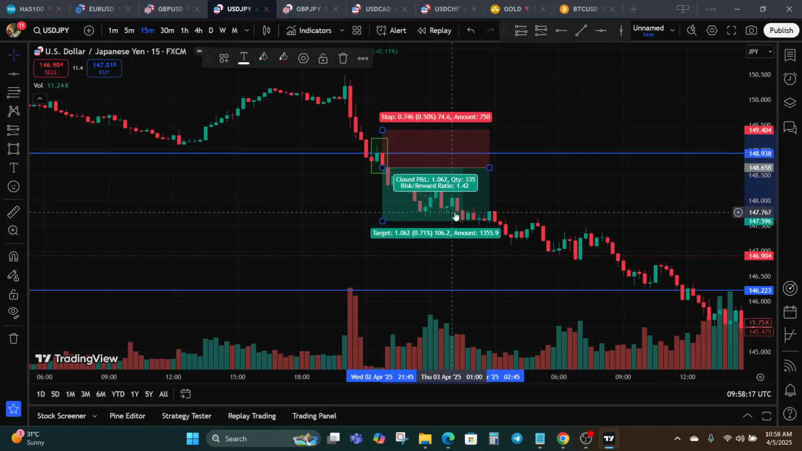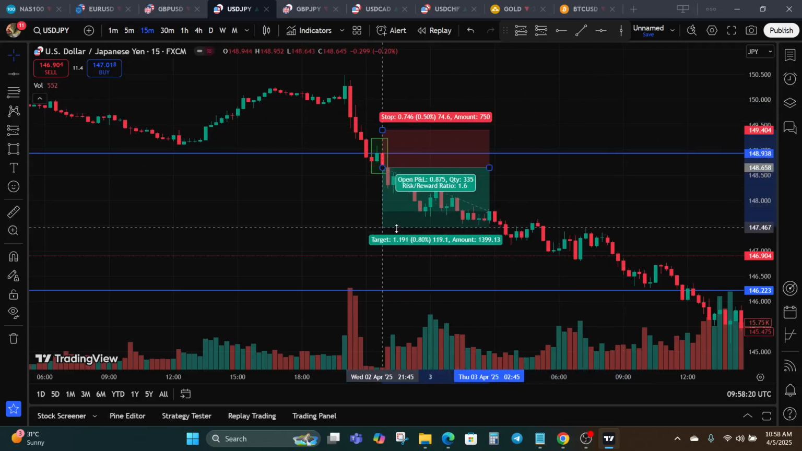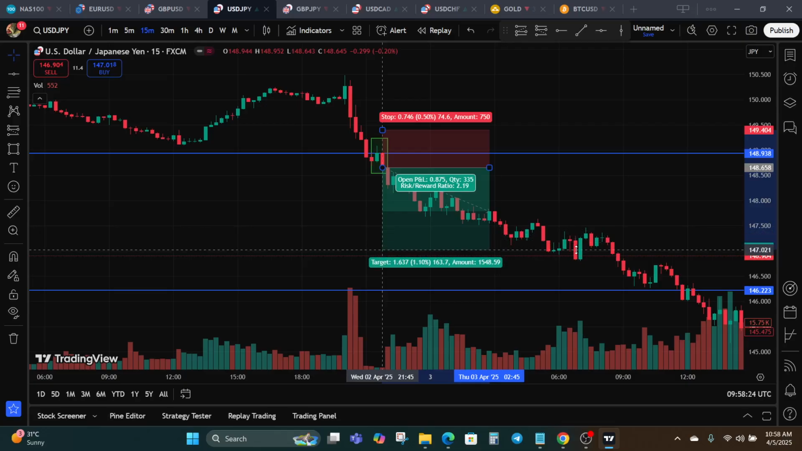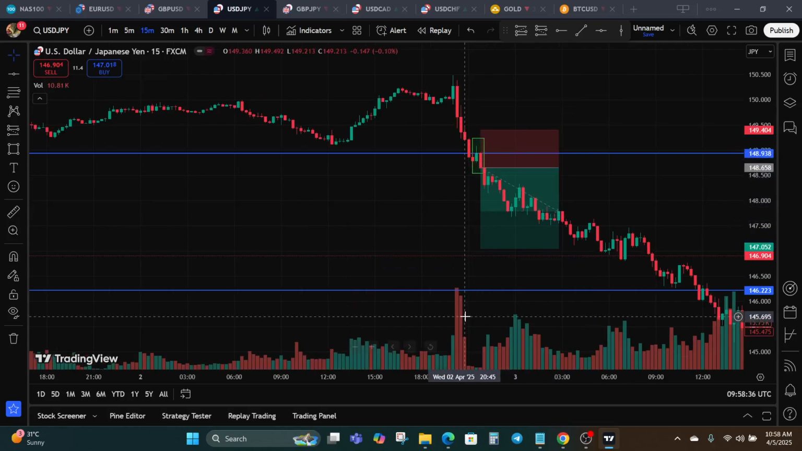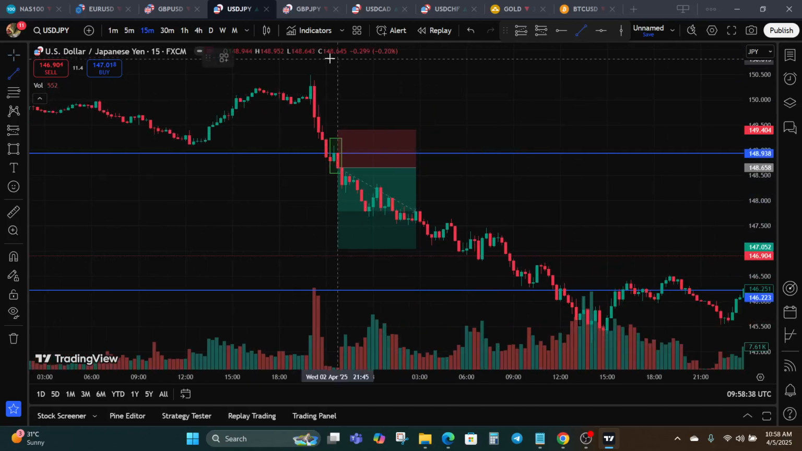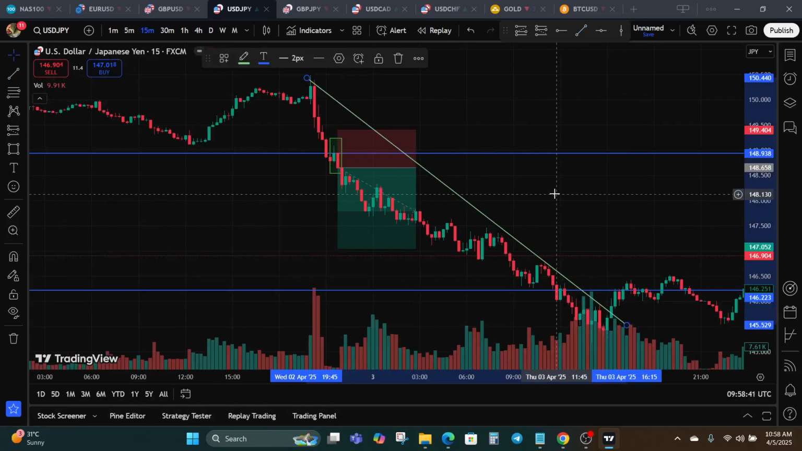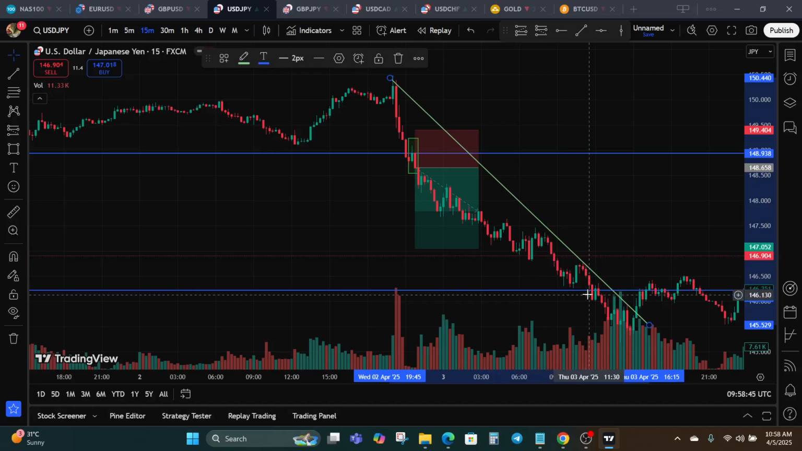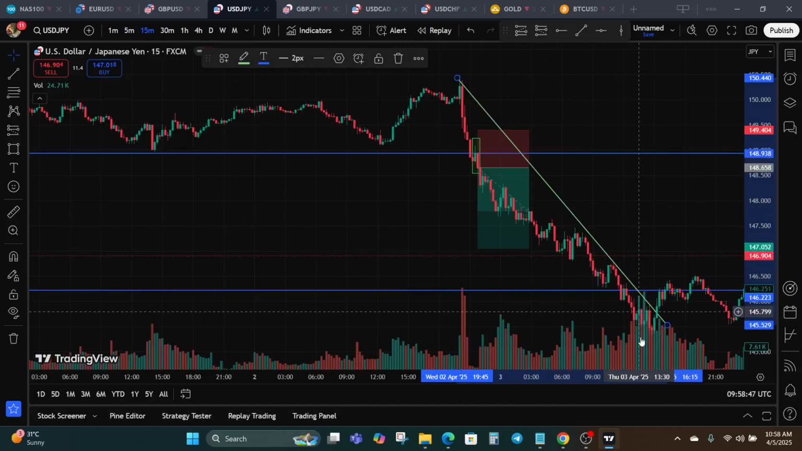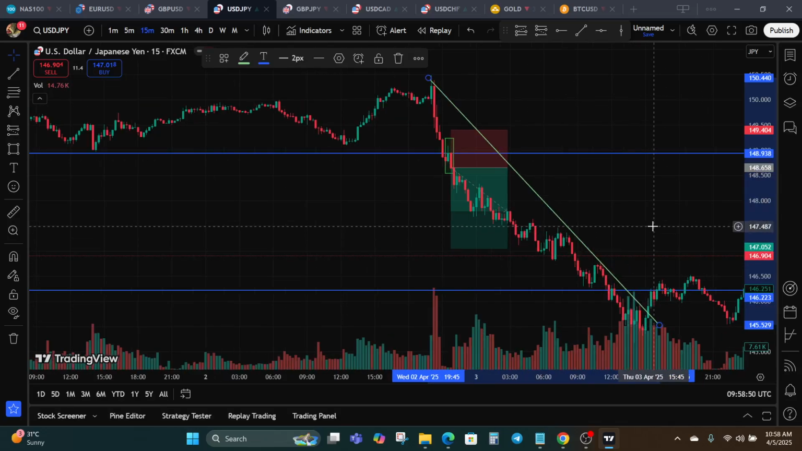Then for your target, you can use the next major structure level or a predefined risk to reward ratio. For example, you can use 1:2, or 1:3, depending on the strength of the move. If you notice that the breakout was backed by strong volume and the move is quite strong, you can be trailing your stop loss as the price is going in your direction, until the price finally starts reversing.